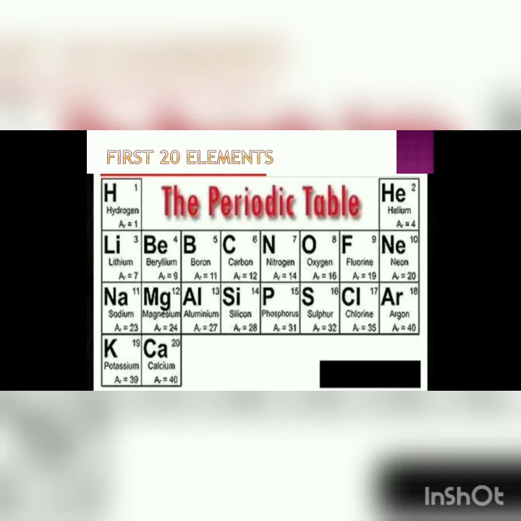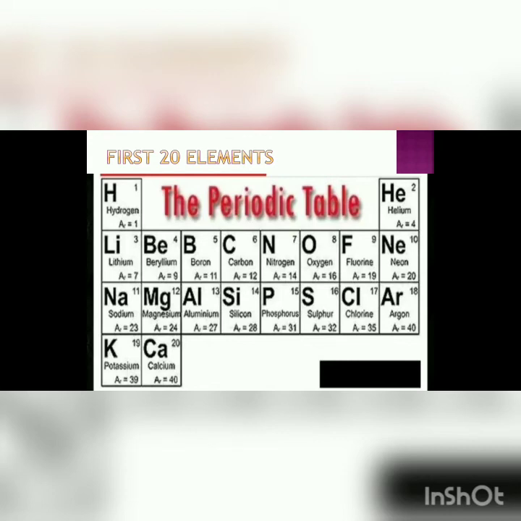Now we will see the chemical symbols of the first 20 elements of the periodic table. Let's start with number 1, hydrogen, capital H. Helium, capital H, small e. Remember, the first letter is always capital and the second letter is in lowercase, that is, it's not capital. Lithium, Li. Beryllium, Be, capital B, small e.